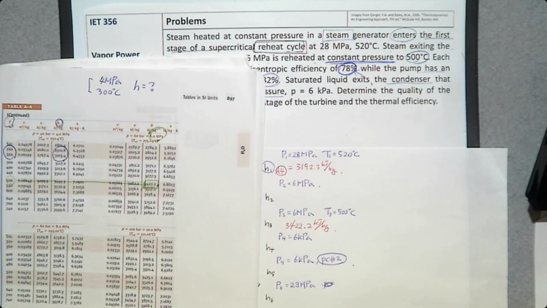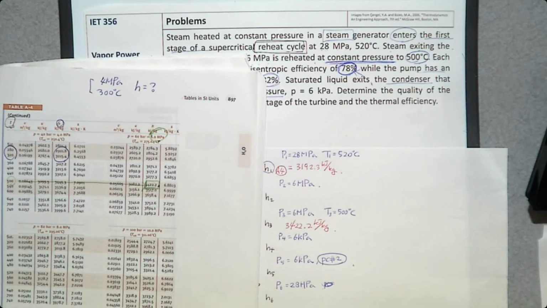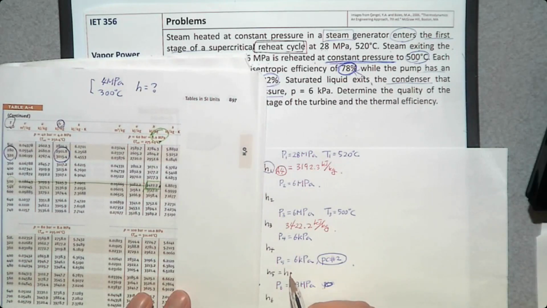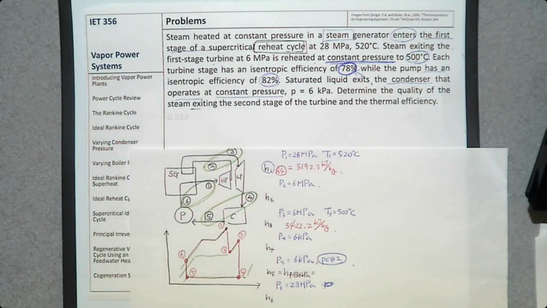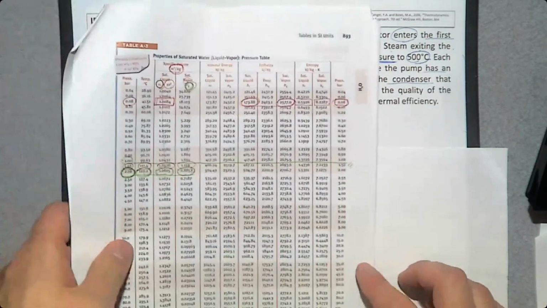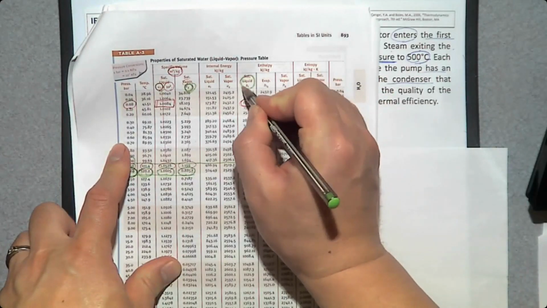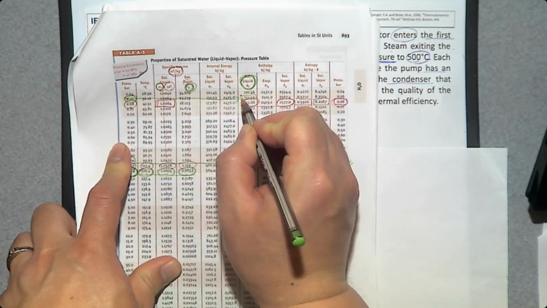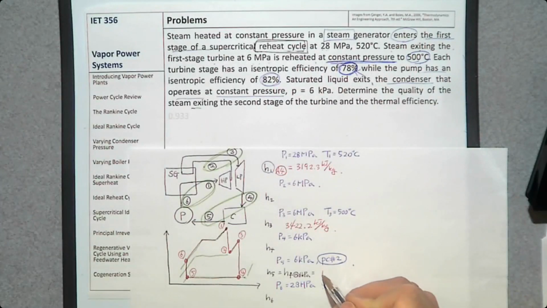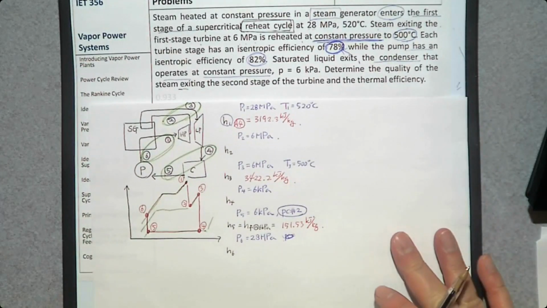And last, saturated liquid at 6 kilopascal. H is going to be HF, which is the saturated liquid at 6 kilopascal. So HF at 6 kilopascal can be found from the pressure table. HF at 6 kilopascal, we have 151.53 kilojoule per kilogram. So we found 3 specific enthalpy values.